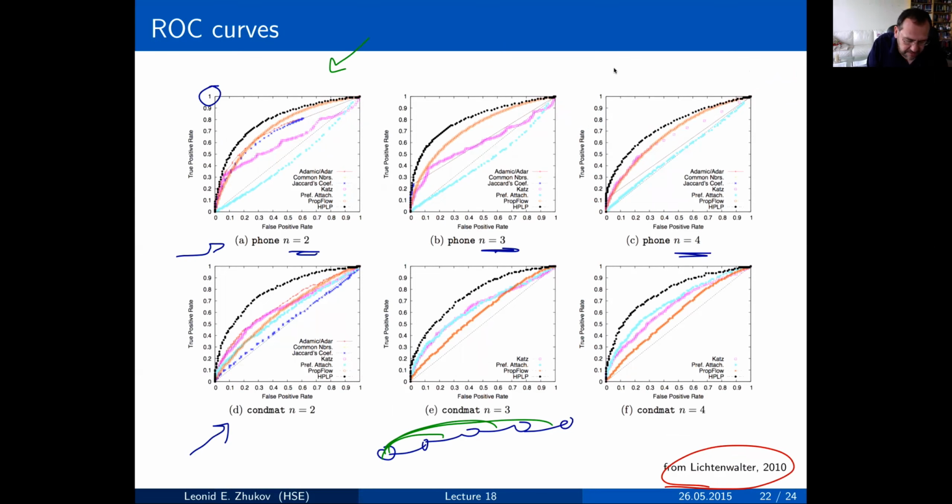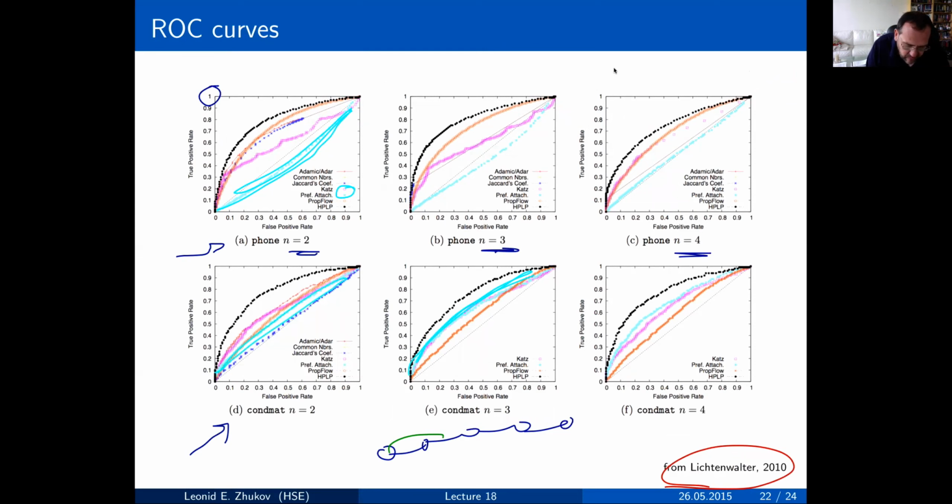Let's say if you look, okay, what color is not used here? If you look, say, at preferential attachment, which is this line, it even works in the wrong direction. It hurts your classifier. While in the case of condensed matter, in the case of co-authorship, it actually does help. So maybe I should use a different color. So this one hurts the classifier. Here it does help the classifier.